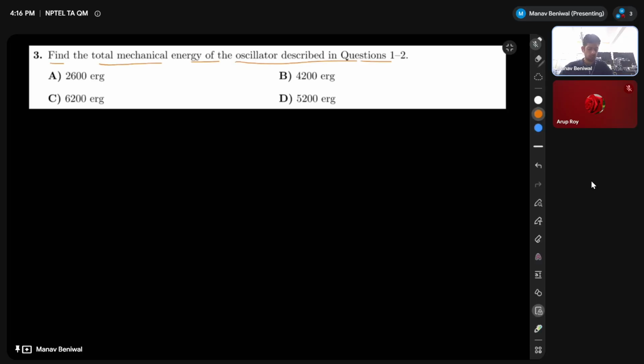So we know that the energy of a simple harmonic oscillator is this thing, which is the kinetic energy plus the potential energy, right? And we know that this entire thing is a constant. Because this is a constant, we may evaluate the value of E according to our convenience. So let us consider the instance of maximum displacement.